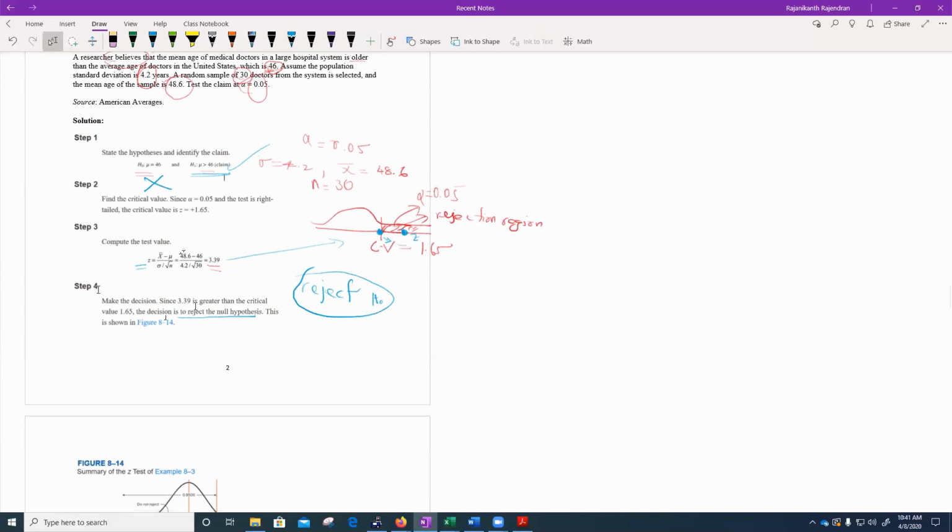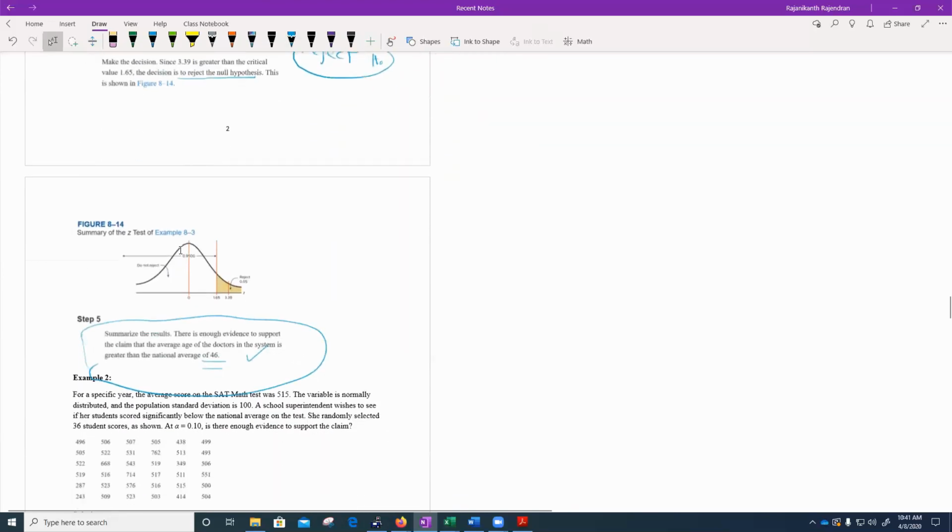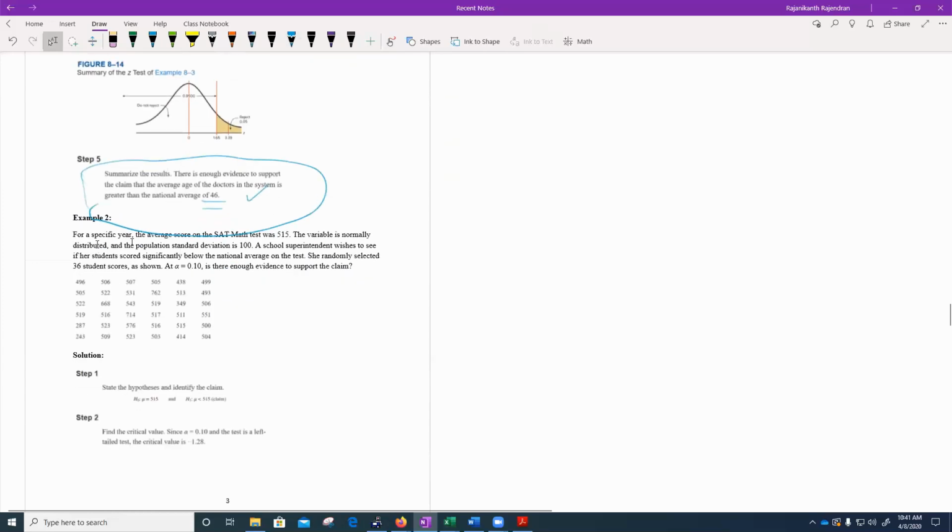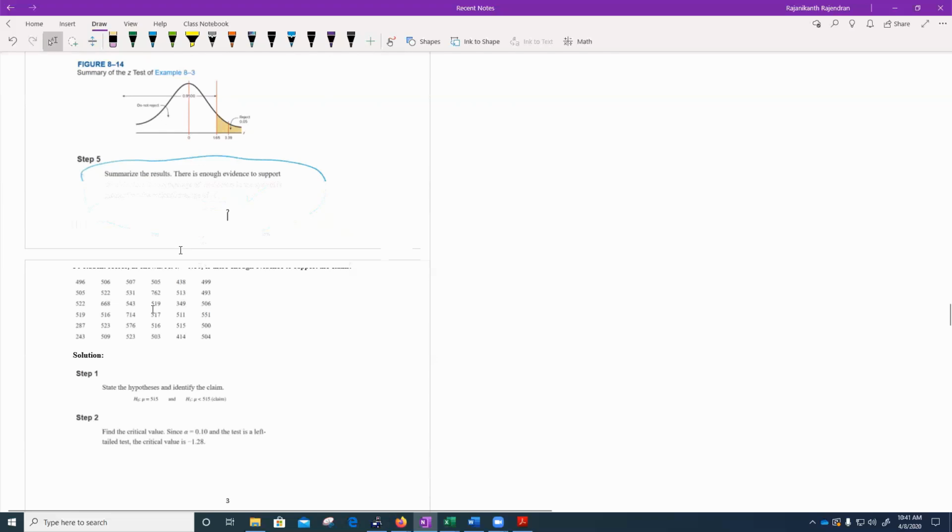So I believe you understand. If you have any question, please let me know before we start the second example. No questions? Let's do the second one.